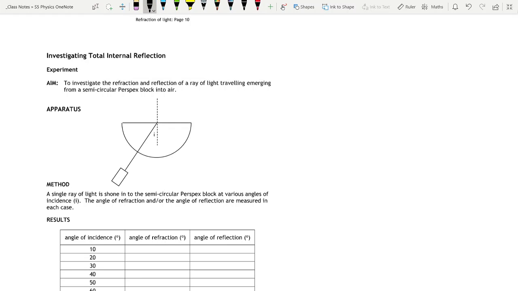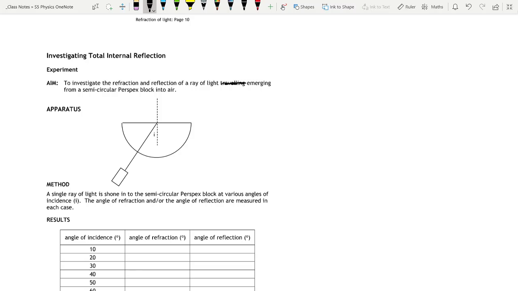So the practical here, and I'm going to link you to a video of the practical as well, is to investigate total internal reflection, to find out what angle of incidence is the start of total internal reflection, and what angle of incidence is the critical angle. So the aim is to investigate the refraction and reflection of a ray of light emerging from a semicircular perspex block into air.